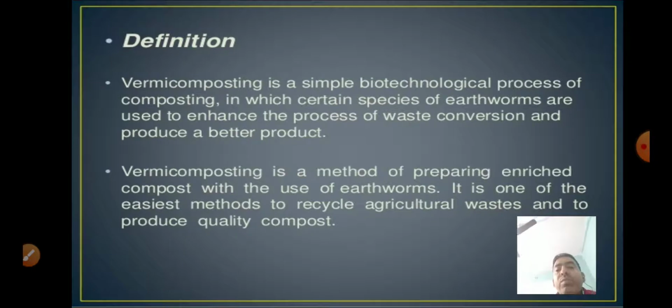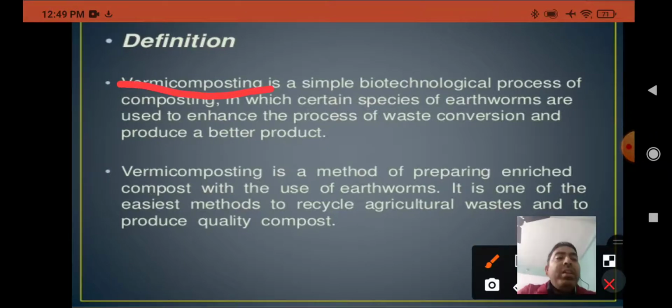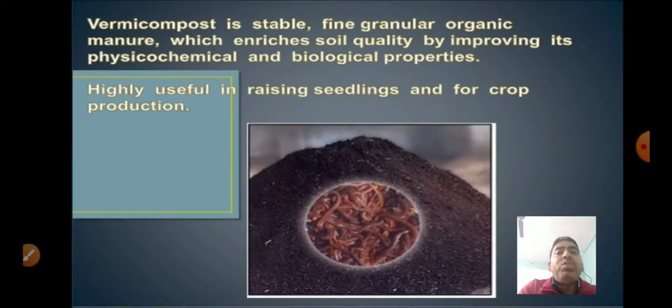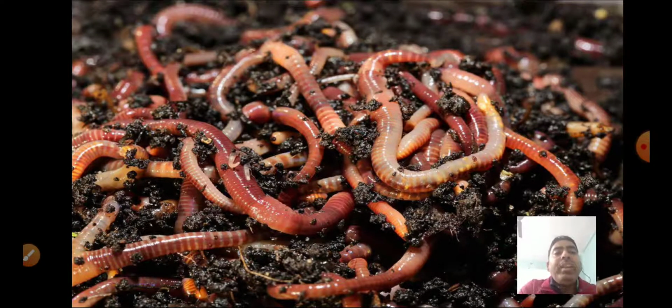In the next video we will see composting in detail, but here we will first see vermicompost. What is vermicompost? This is the method of preparing compost with the help of red worms. You can see here the red worms that are used. Again, the method of preparing compost with the help of red worms is called vermicomposting.